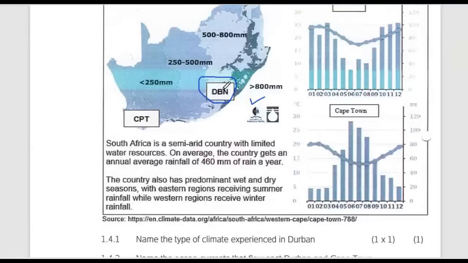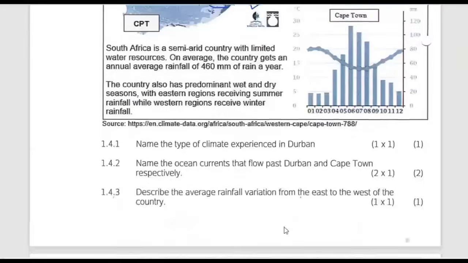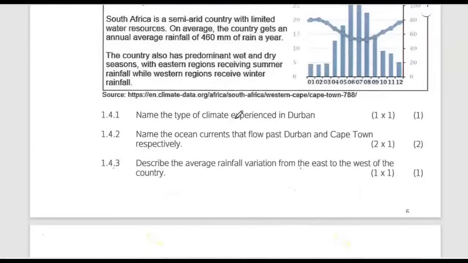Here we said we have continental, which is inland. Like for example, here it's an inland place. This one here, what kind of climate is experienced? So the correct response for that one is a maritime climate. Durban experiences a maritime climate. The climatic conditions are influenced by its nearness to water, and that is going to control the climatic conditions there.